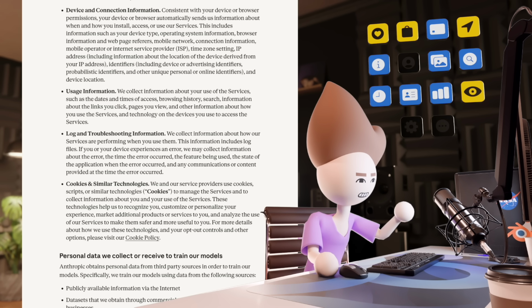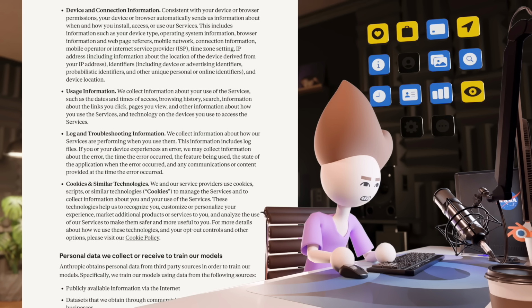Log and troubleshooting information. We collect information about how our services are performing when you use them.